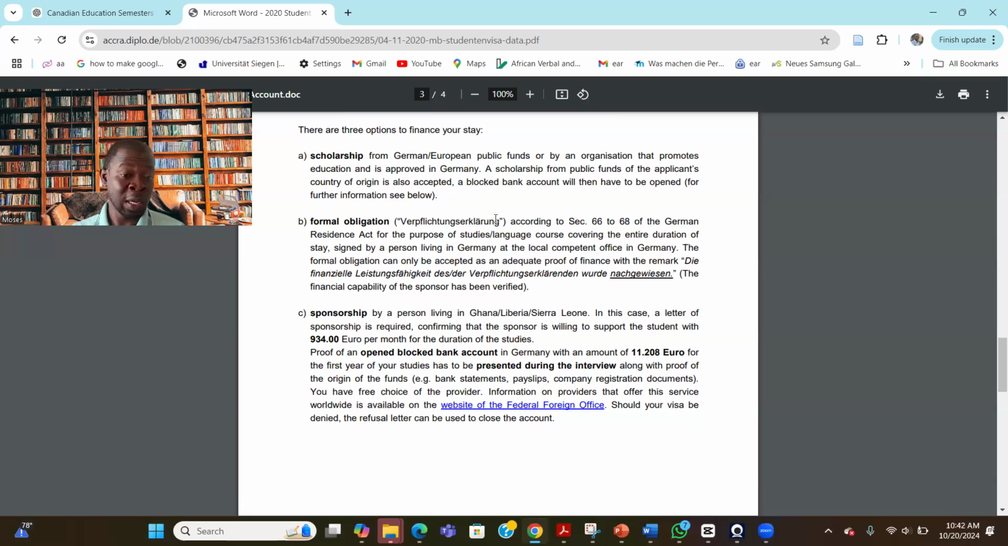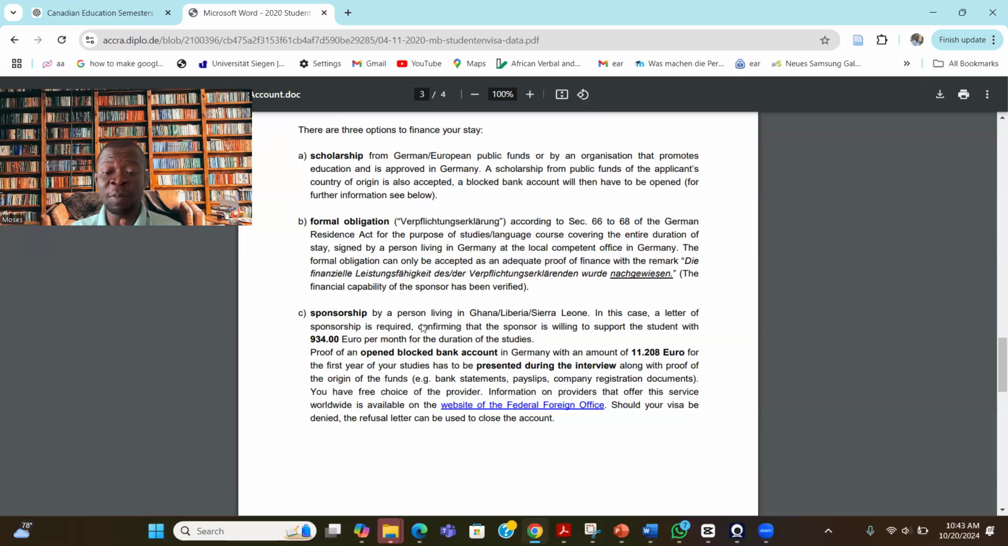If your scholarship is in Ghana, like the Ghana Scholarship Secretariat, Nigerian Scholarship Secretariat, Nigerian Petroleum Industry, GNPC, whatever, then the scholarship body will have to open a blocked account for you. That is C. I will explain that to you. The second one, okay, let me explain the C.